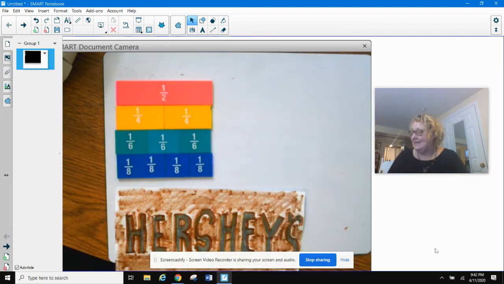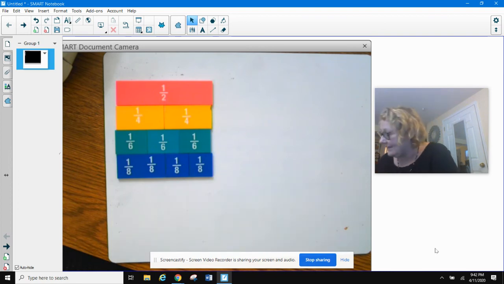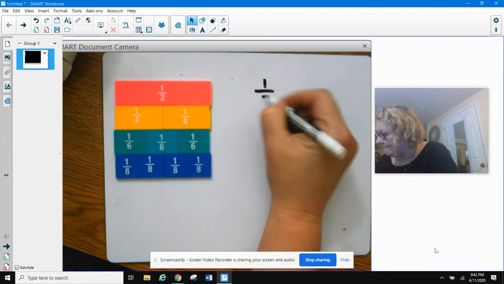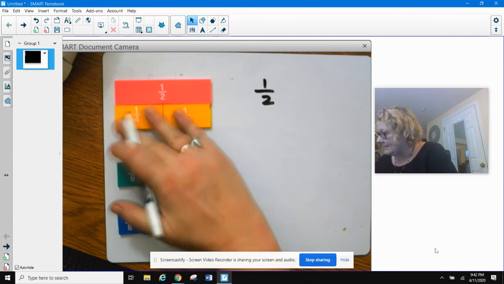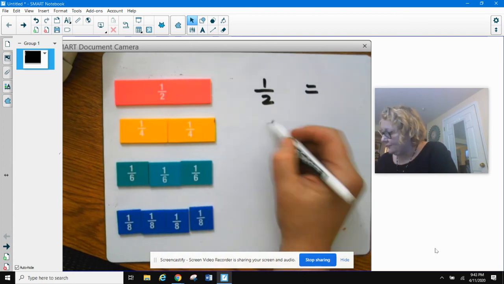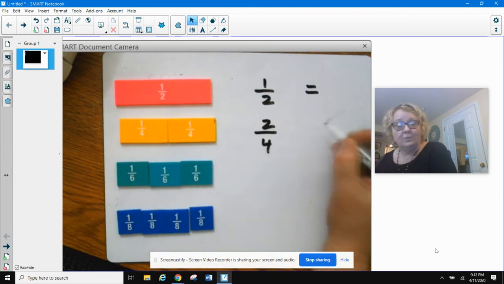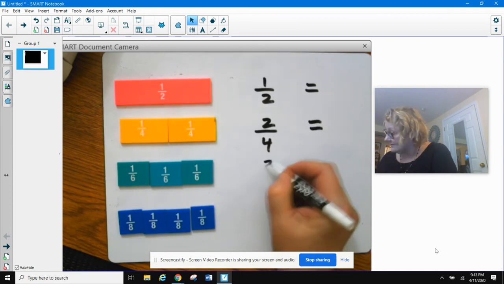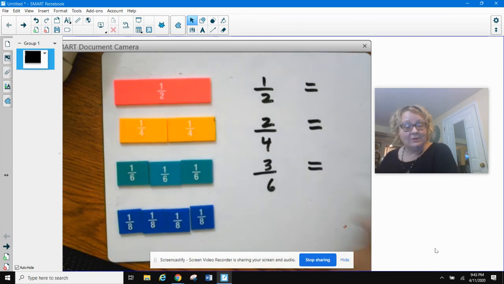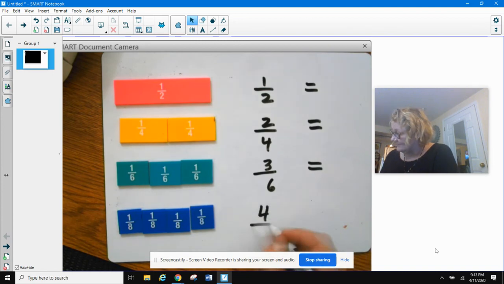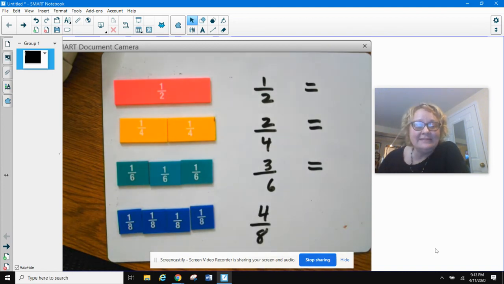And let's go on and write it down so you all can see what this looks like. So 1/2 is equal to 2/4, which is equal to 3/6, which is equal to 4/8. I want you guys to study those sets of numbers, those fractions. They are equivalent. They are the same amount. Different numerator, different denominator. Do you see a pattern? I want you to think about that till next time.